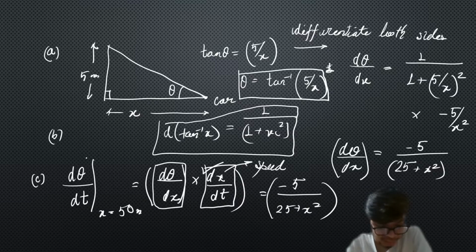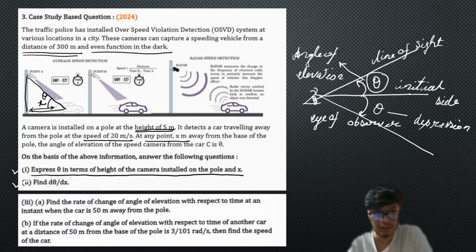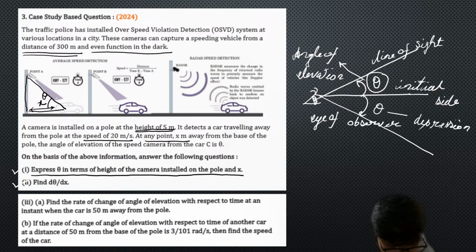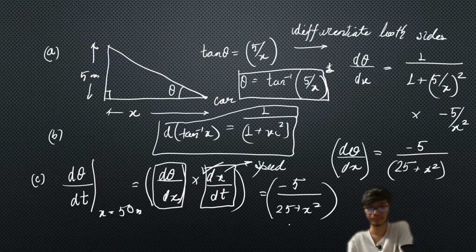Now what is the speed of the vehicle? We can see it is moving at a speed of 20 meters per second, right? So the car is moving away from the pole at a speed of 20 meters per second. Is it clear? Okay, is this part clear or not? Let me know. So it is multiplied by 20 meters per second.